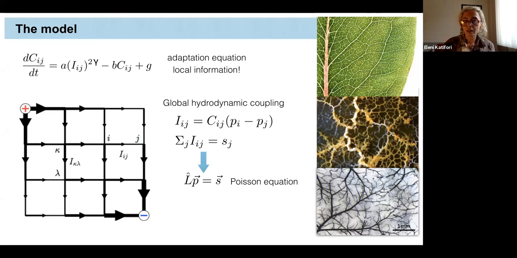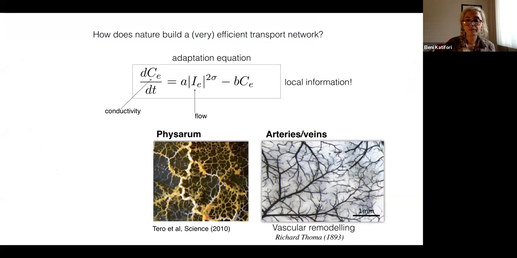Okay. So this adaptation equation is for Physarum. It's phenomenological. For the arteries and veins, I don't have a slide for this, but I can write it down in the whiteboard at the end of the talk. I can write down what people believe is the actual rule, shear stress versus increase in diameter.